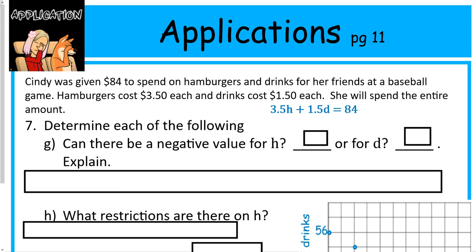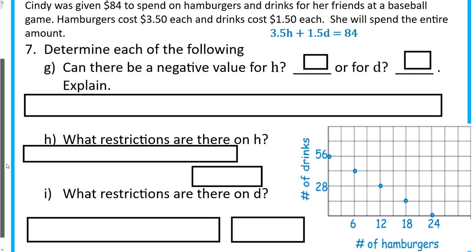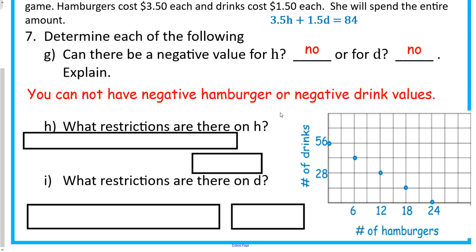And the last slide. Question 7G, can there be a negative value for H? Can you have negative hamburgers? No, you can't have negative hamburgers and you can't have negative drinks. So they have to be positive values. And what are the restrictions for H? Looking at all the values that we have, you can see that the most number of hamburgers you can buy is 24 and the least number is 0. So the restrictions are that H has to be between 0 and 24.